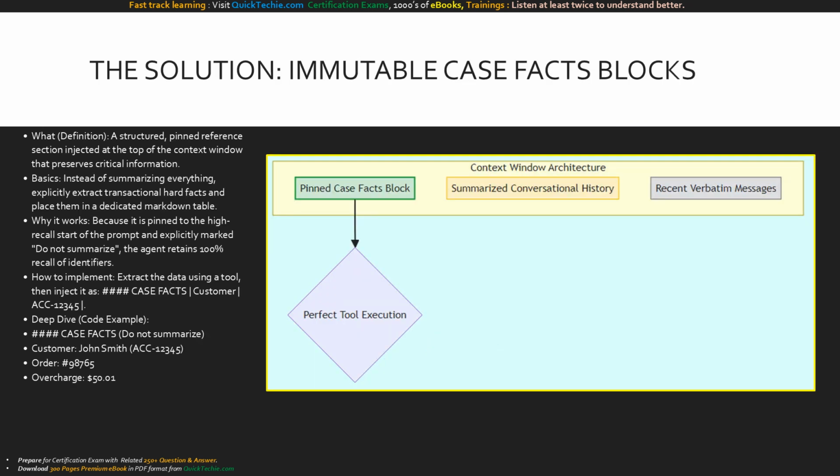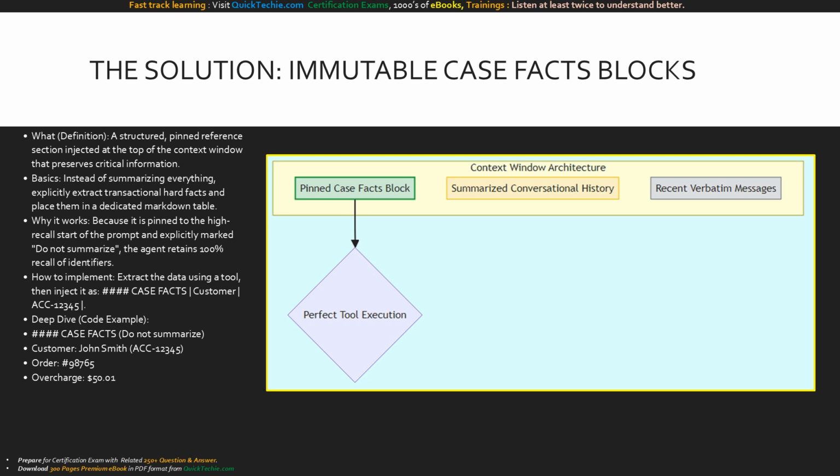How do we solve the leaky bucket problem? The exam-certified solution is the immutable case facts block. What is this? It is a structured reference table that you programmatically pin to the very top of your context window. Instead of letting Claude's conversation history summarize the user's data, you use an extraction tool to capture the hard facts: the account ID, the order number, the exact dollar amount, and lock them into this block.